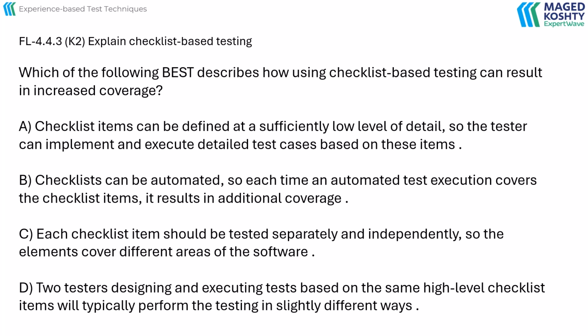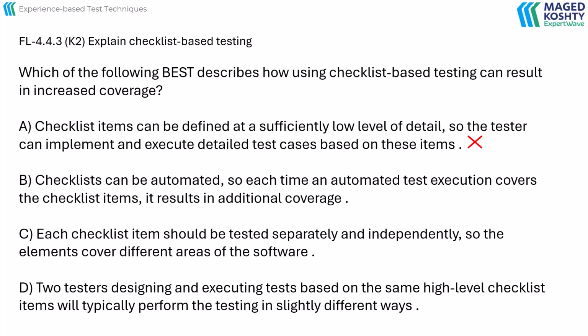Let's check our options. A. Checklist items can be defined at a sufficiently low level of detail, so the tester can implement and execute detailed test cases based on these items. When the checklists are very detailed or low level, every tester will execute every test case the same way, because each one will use the same concrete values of the test cases as the others. So this option doesn't increase the coverage.